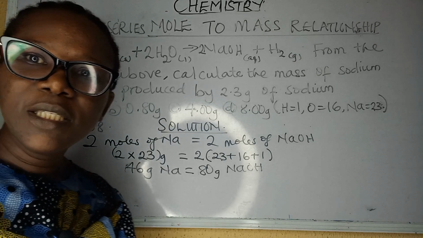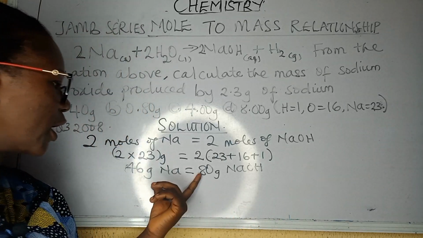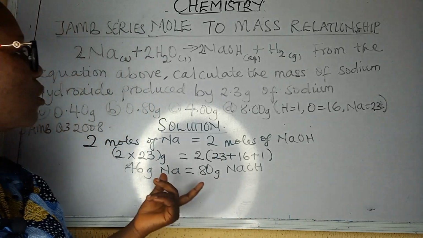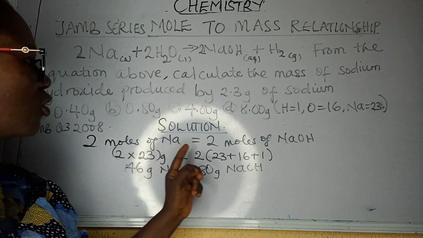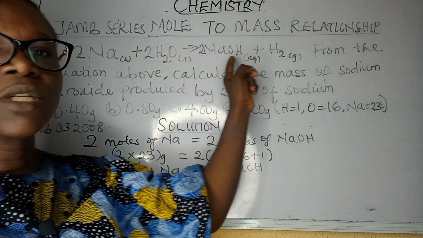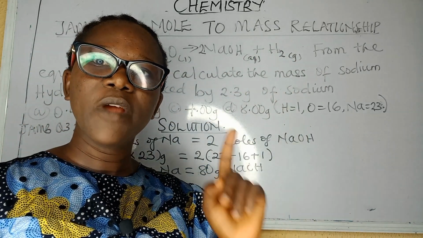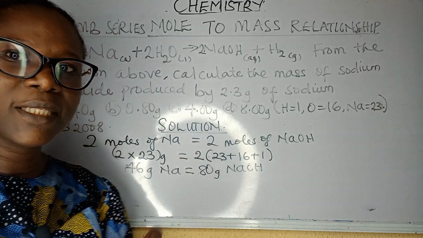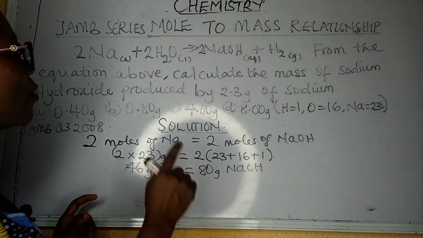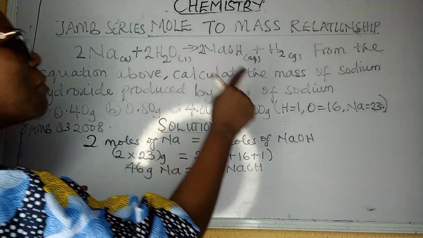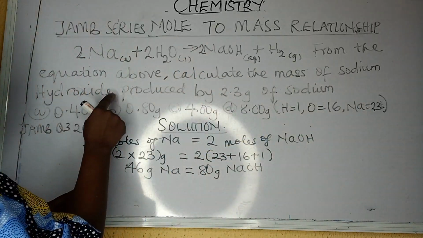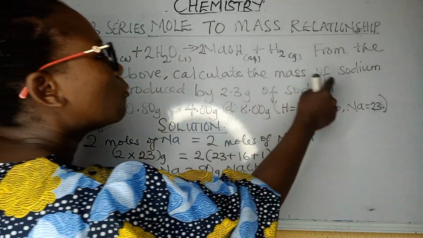Take note, this first line of information was gotten from the equation of reaction. That is why the equation of reaction is very important. And the equation of reaction must be balanced before you can attempt the question. So the second line will be from the question. What mass of sodium hydroxide is produced by 2.3 gram of sodium?